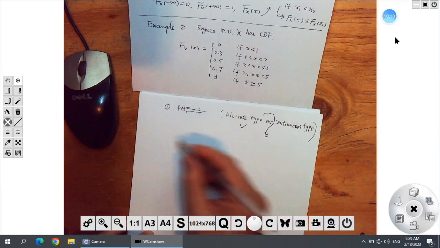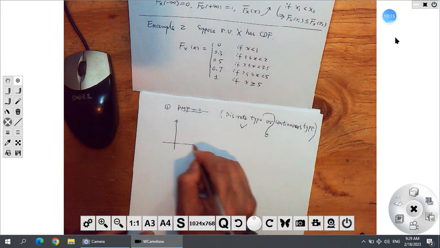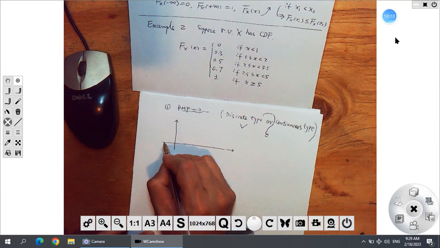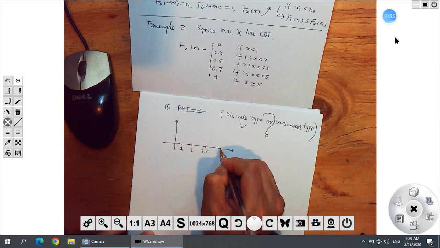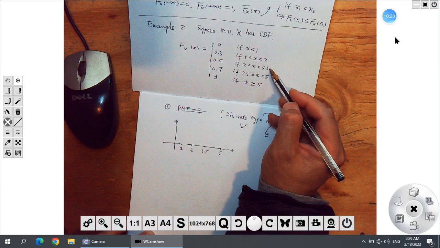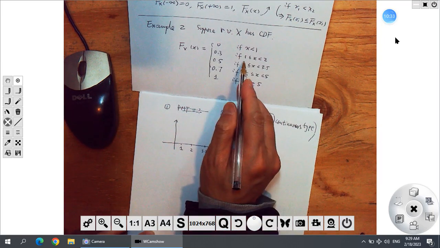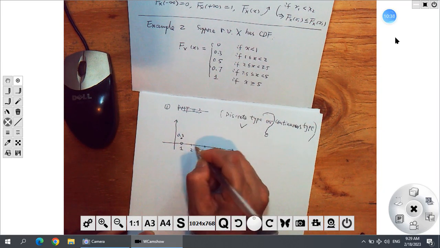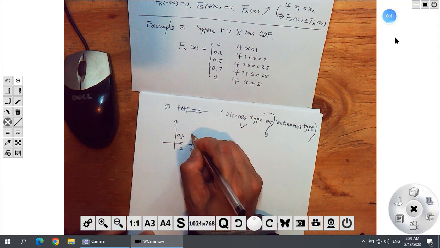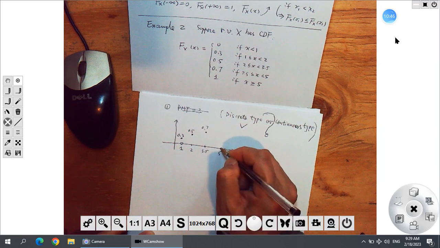For this, if you give a graph, that will be good to understand what it is. Its value is 1, then 2, then 3.5, then 5, right? 1, 2, 3.5, 5. At 1, its value is 0.3. At 2, its value is 0.5. And then 0.7. And then 1.